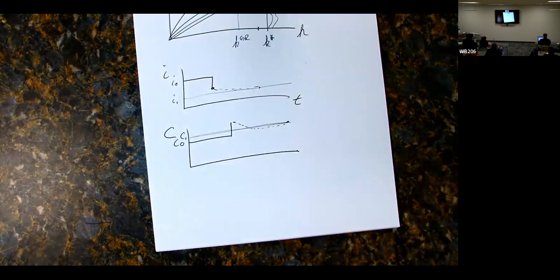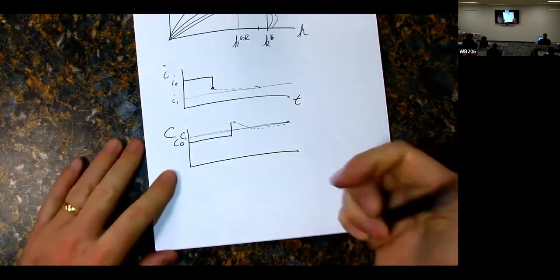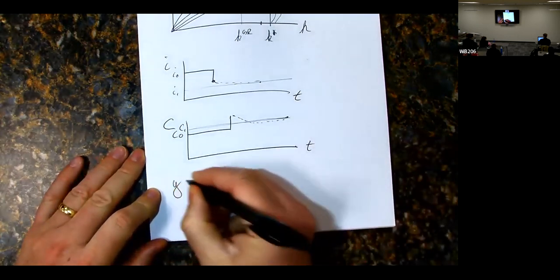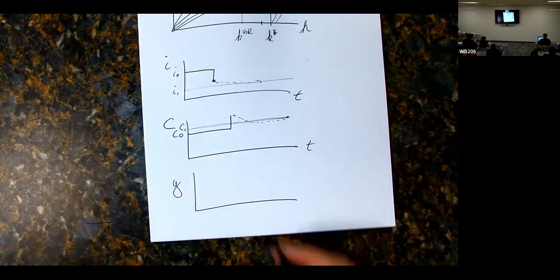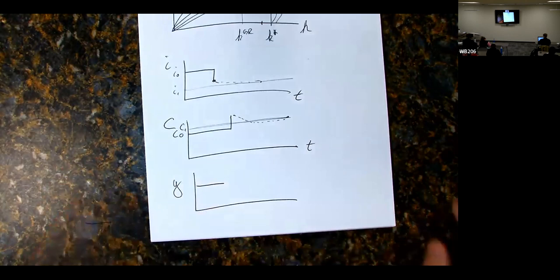What happens to output? We were at a steady state level of output. What happens? Anybody got any ideas?